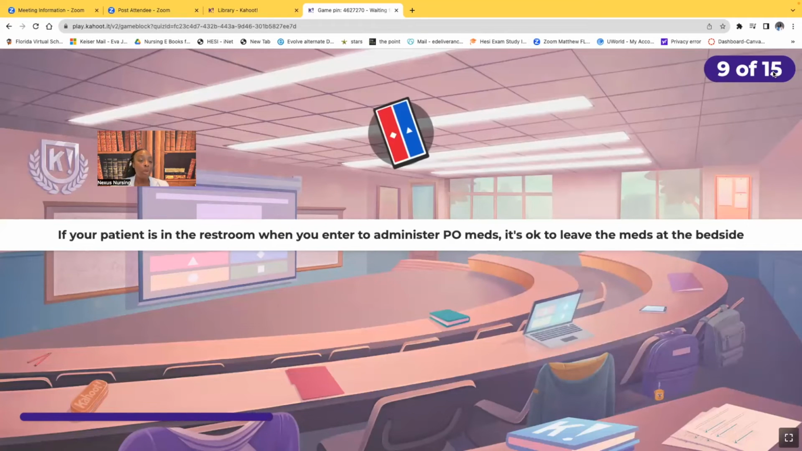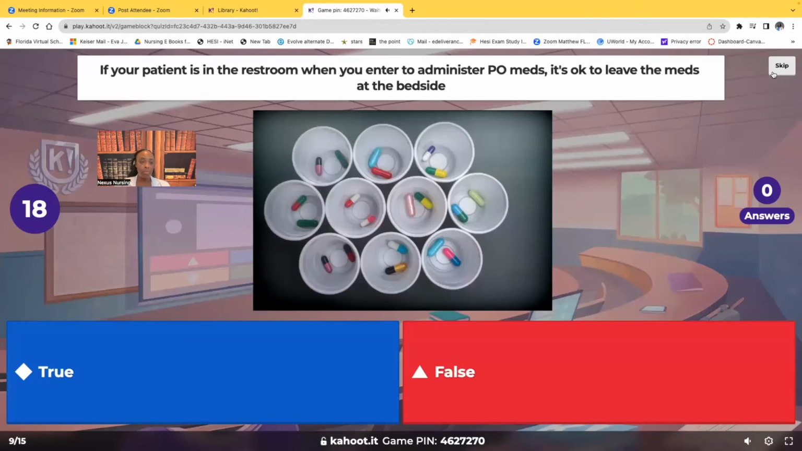If your patient's in the restroom when you enter to administer PO meds, is it okay to leave the meds at the bedside? True or false? So you go into your patient room to give them their PO meds, but they're in the bathroom. The statement says that it's okay to leave the medications at the bedside. Is this true or is this false?